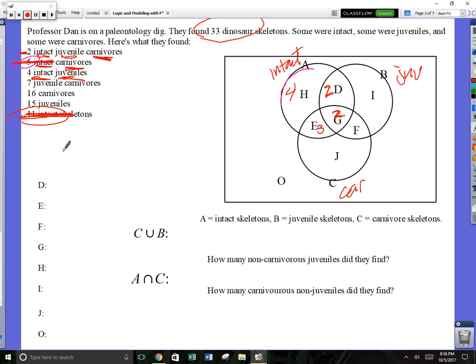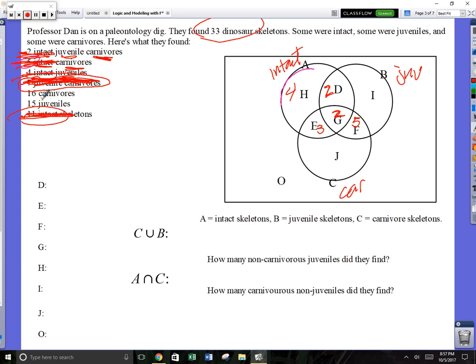Alright, I'm missing something. Where am I missing something? Okay, I'm missing this guy right here. I never did the 7 juvenile carnivores. Okay, so 7 juvenile carnivores. So the juvenile set right here, the carnivore set, there has to be 7 in the intersection. I've already got 2 living in G, so that must mean I've got 5 in F. And now we can cross that off.